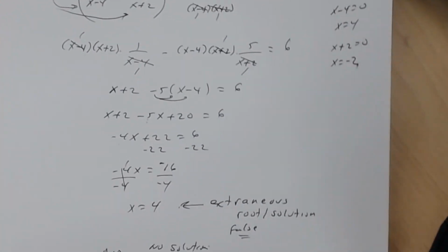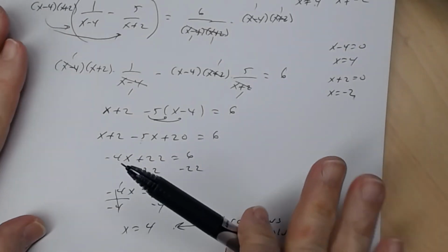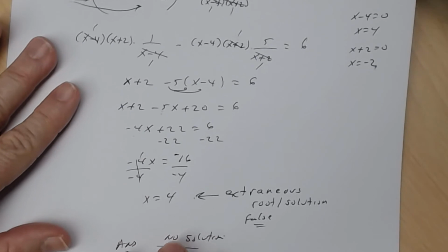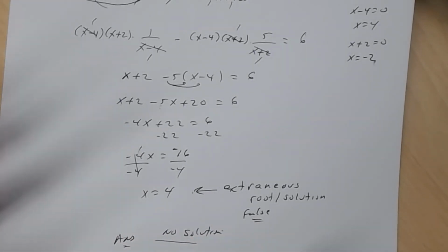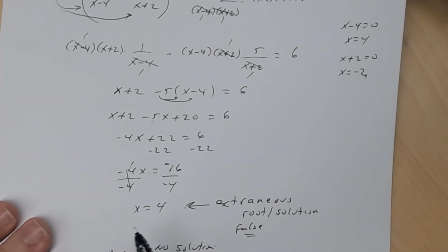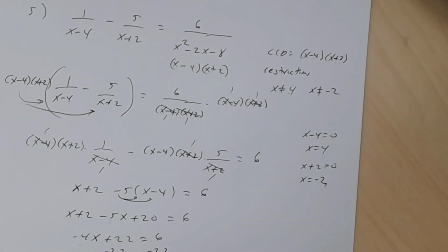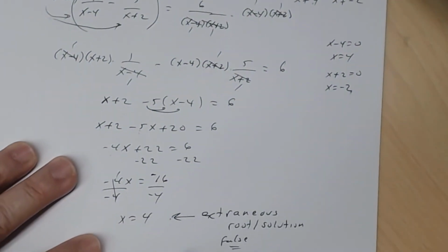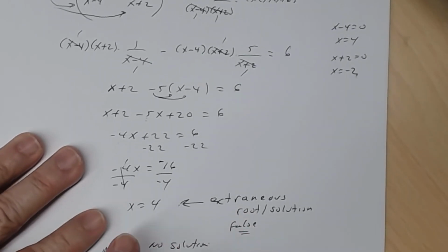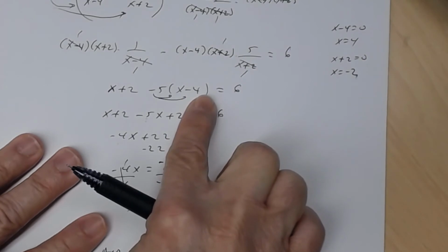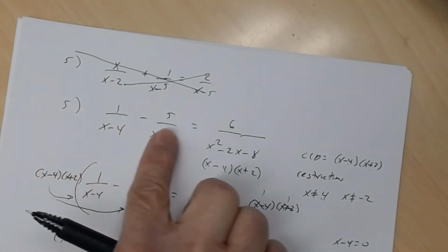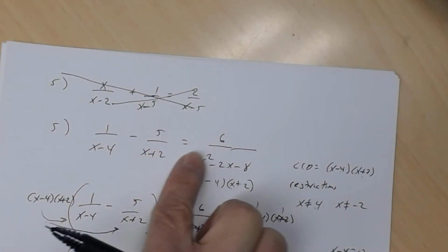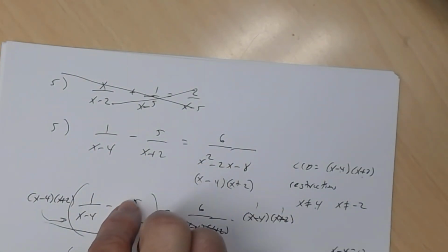All right. So this is a situation where, when we found the restrictions and solved this, we got a solution, and really we should call this a possible solution that didn't work, because that solution we ended up with, x equals 4, was a restriction, which makes this an extraneous root, a false solution. It's a solution to the linear, but it's not a solution to the original, because this is linear, but this is not linear. This is a rational equation with restrictions.